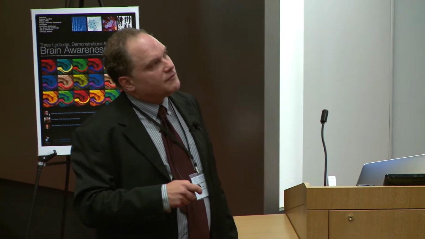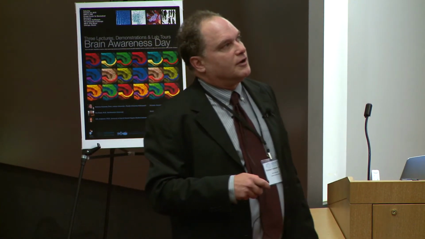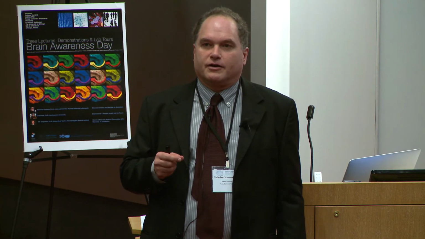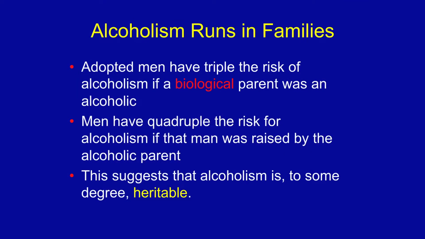And they have about quadruple the risk if they grew up in a family, especially if they're a man, who was raised by an alcoholic parent. So what we can see from that is that alcoholism is to some extent both heritable, it runs in families, and environmental, that if you're raised in an alcoholic family, you're even more likely to become an alcoholic than if you were just adopted away from it.